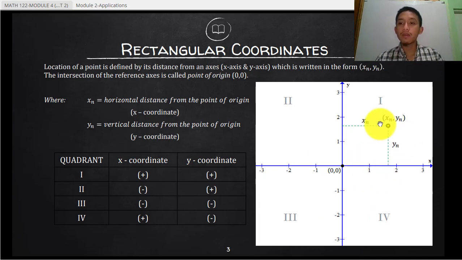Okay, so basing on the sign conventions that we have, if you have a point in quadrant 1, what we expect here is a positive distance x, since that is located on the right side of the origin. And then, of course, y is also positive, since that is located on the upper part of the y-axis. So if you consider any point within quadrant 1, you will expect that your x and y will always be positive.